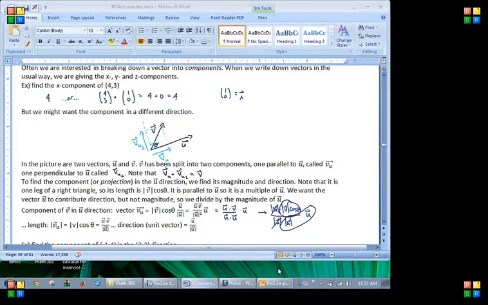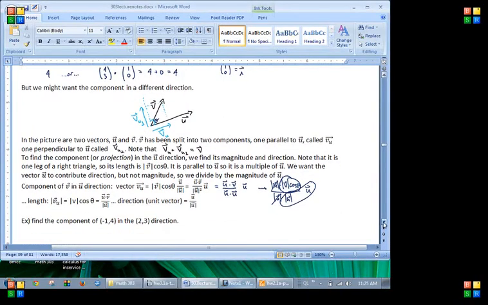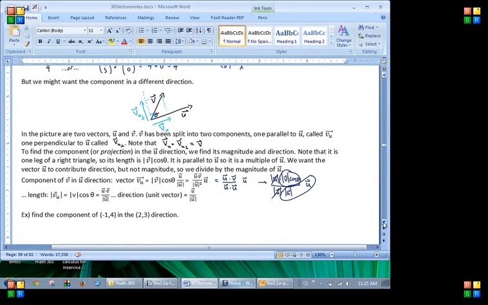So now that we know all that, let's just do a problem. So we've got an original vector. Find the component of -1, 4 in the 2, 3 direction. So the easiest way to do this is by the final formula, which is the dot product formula. That's the easiest way. So let's do it.